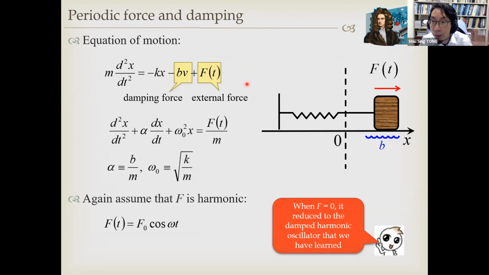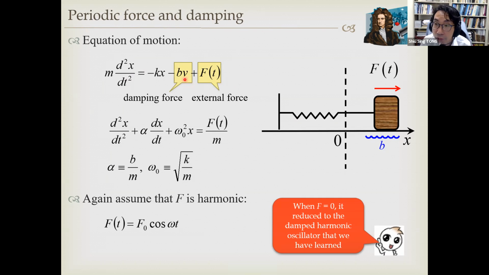The rest of the terms are just the same. We now introduce only one more term to the equation, and that is the damping force. So again, for simplicity, we assume the damping force will be linear, and that goes as minus bv, where v is the velocity of the object.